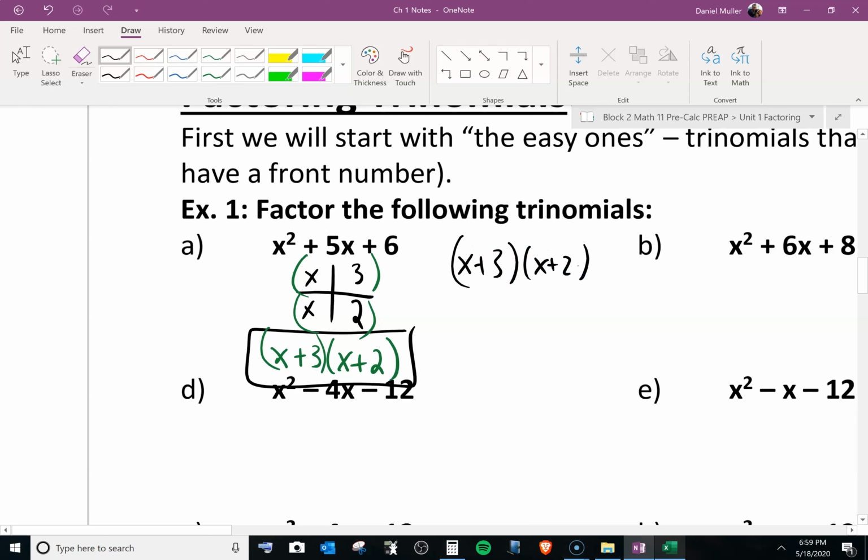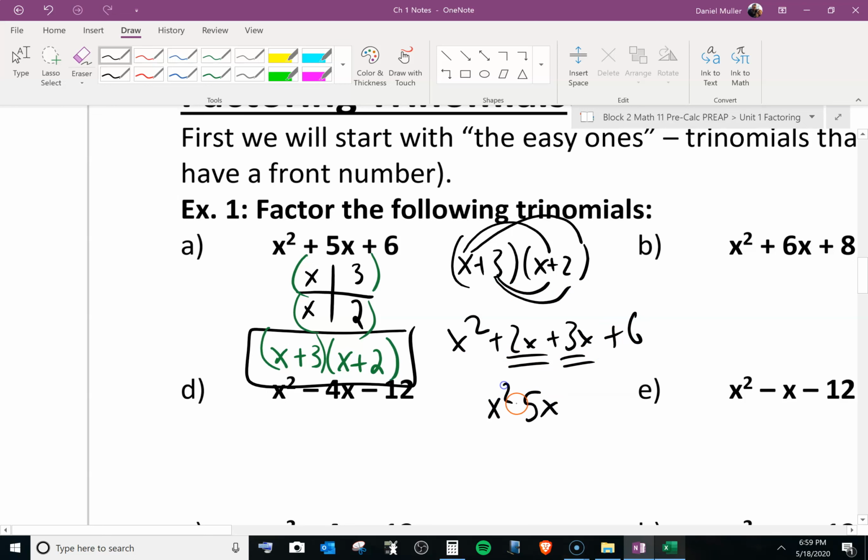Say you were to expand this. X times x is x squared. X times 2 is 2x. 3 times x is 3x. 3 times 2 is 6. Those are alike. 2x and 3x are 5x. This x squared can come down, and the 6 can come down. And that is my original equation.